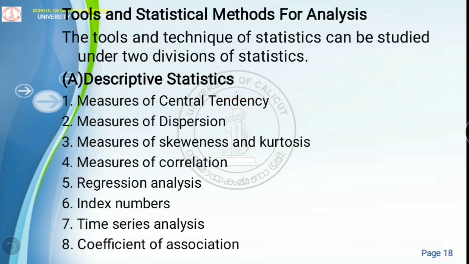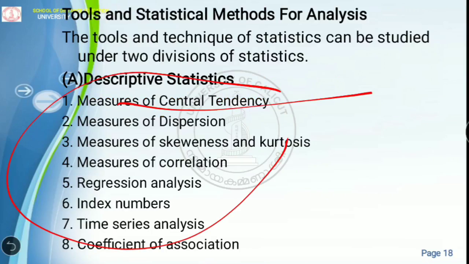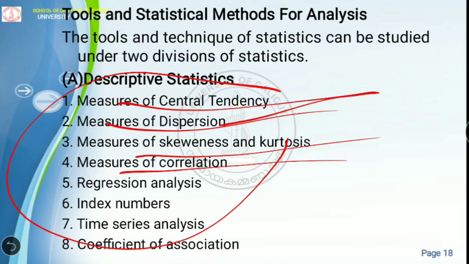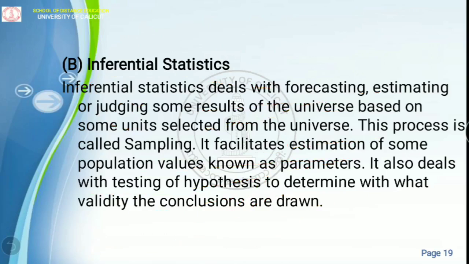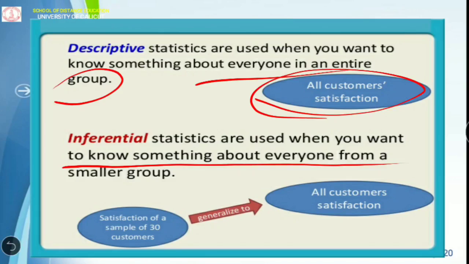Some of the descriptive statistics are measures of central tendency, that is mean, median, mode, etc. The measures of dispersion are standard deviation, mean deviation, etc. Then skewness and kurtosis, correlations, regression analysis, index numbers, time series, coefficient of association. All these are the descriptive statistics used in research analysis.